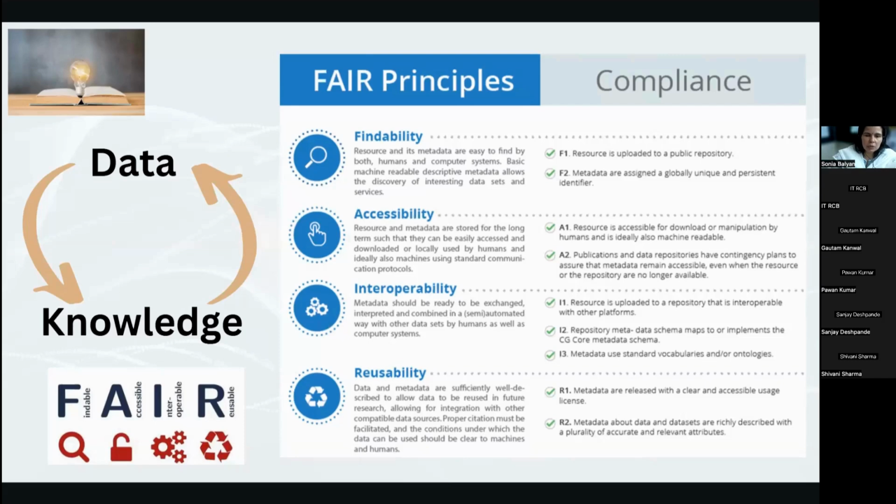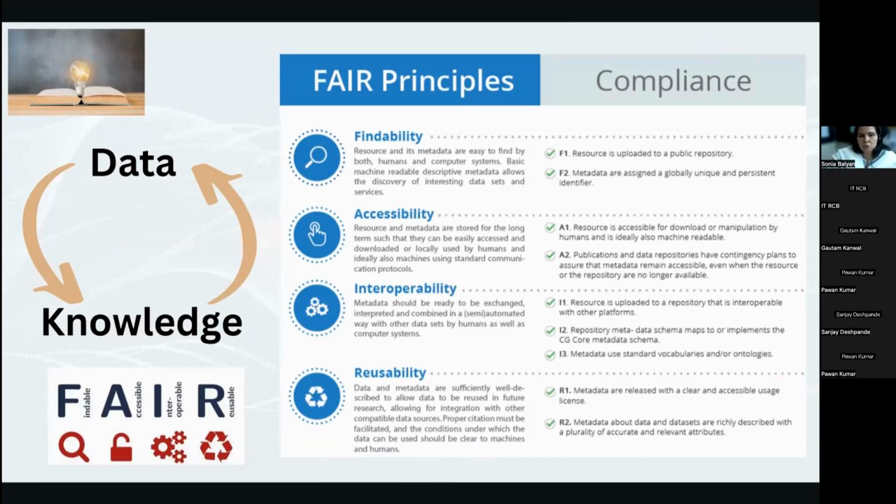The next important characteristic is accessibility. The resource and metadata are stored in some repository, and can be easily accessed, downloaded, and locally used by humans, and ideally also machines, using standard communication protocols. So for the resource, we have to make access rules and policies, so that the data can be accessible and downloaded, and then it should be interoperable.